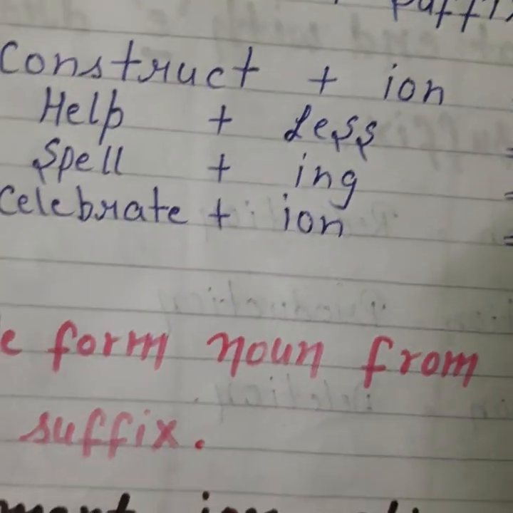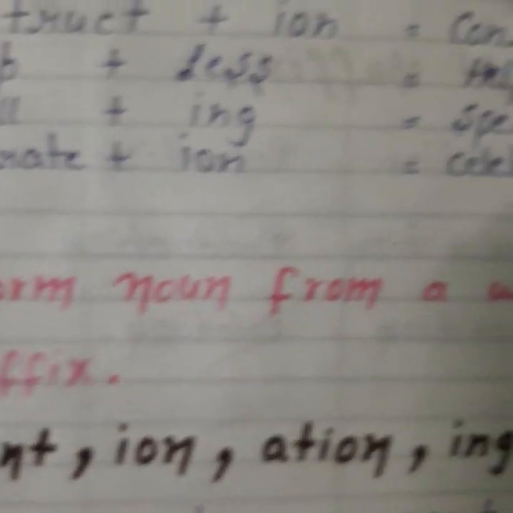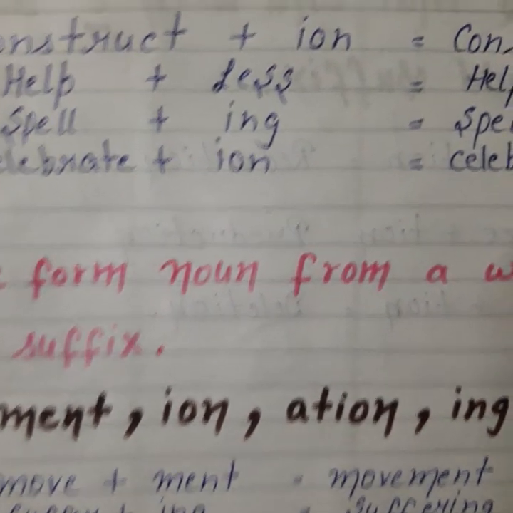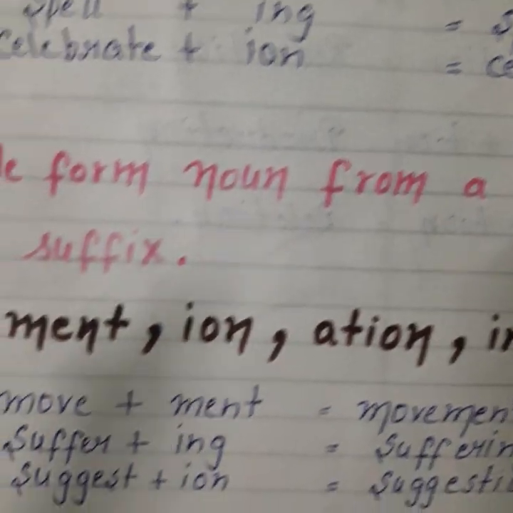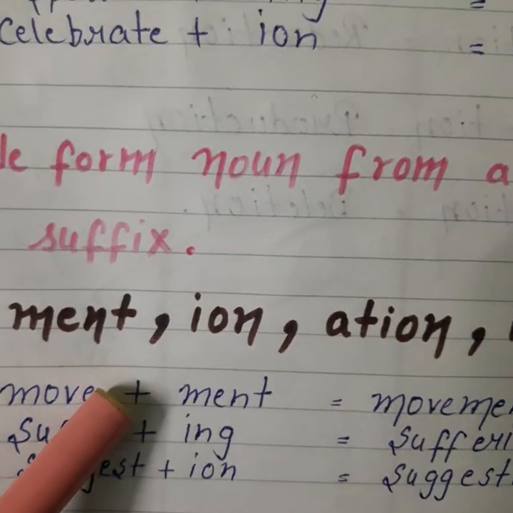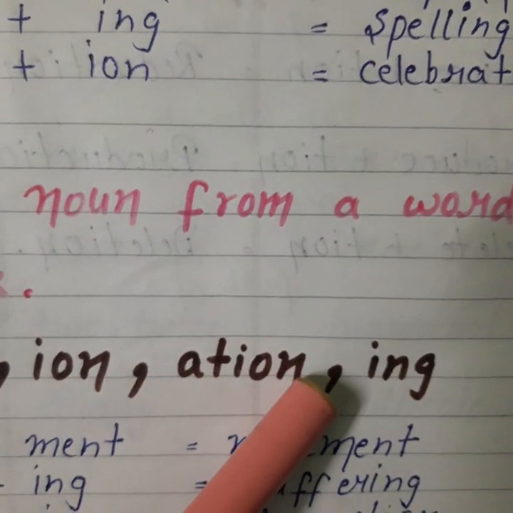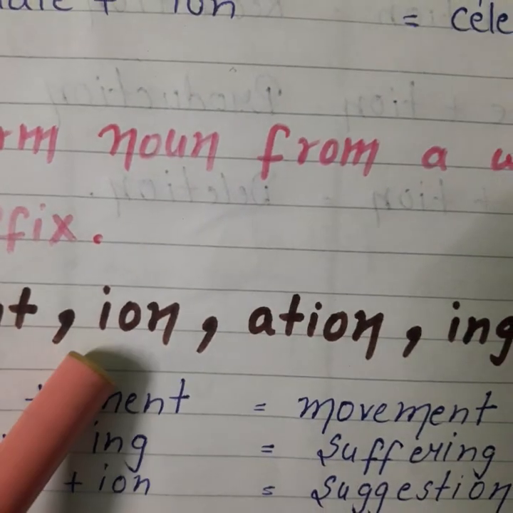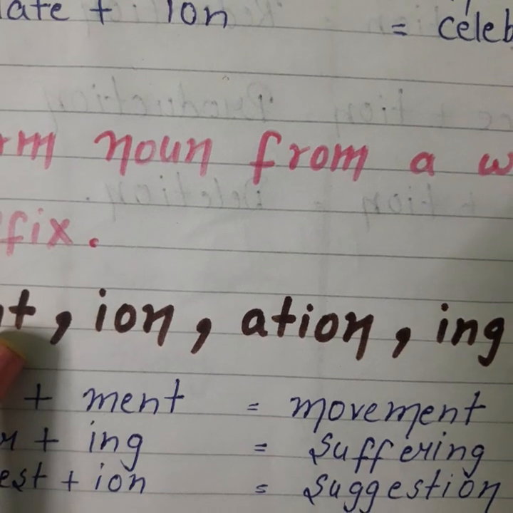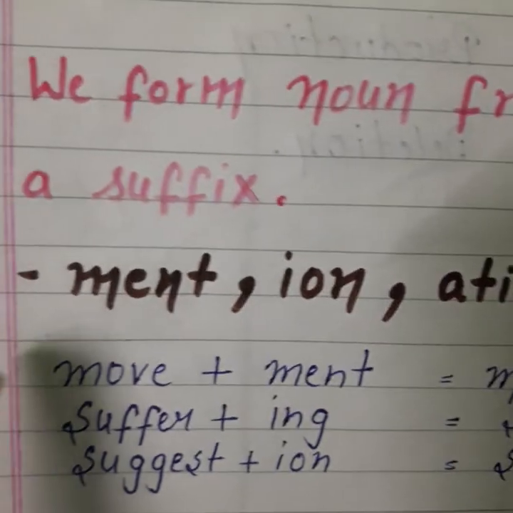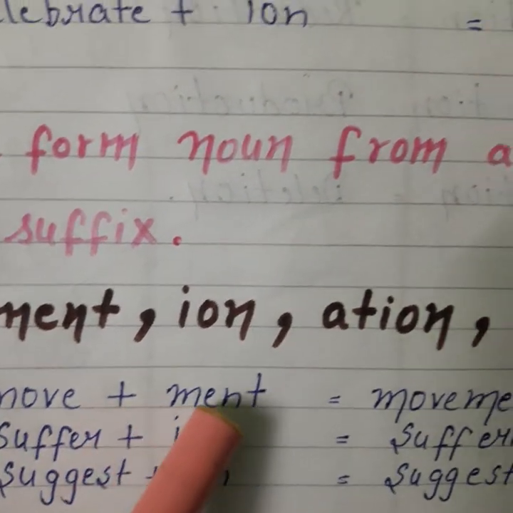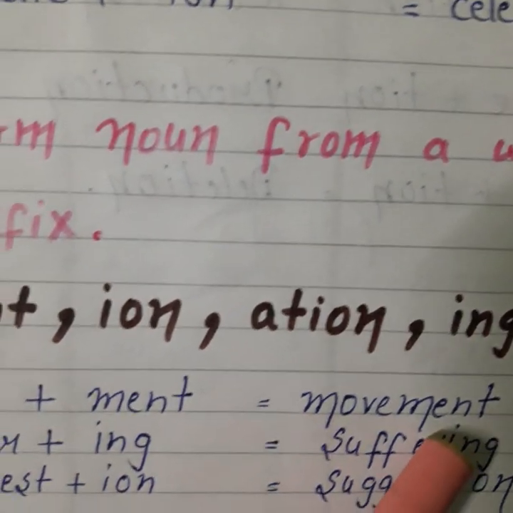Okay, now next is we form nouns from a word by adding a suffix. किस तरीके से हम सफिक्स ऐड करके नाउन्स बनाते हैं. See, these are the suffixes: ment, ion, ation and ing. These are the suffixes we can use to make nouns. Move plus ment, it's movement.